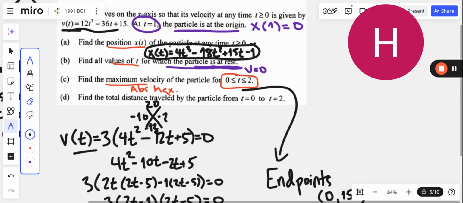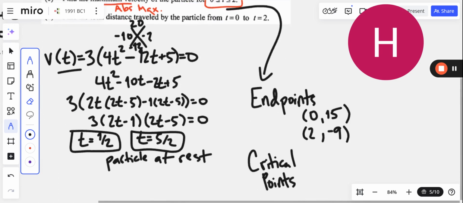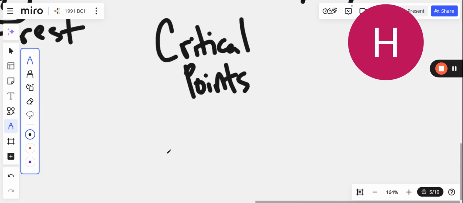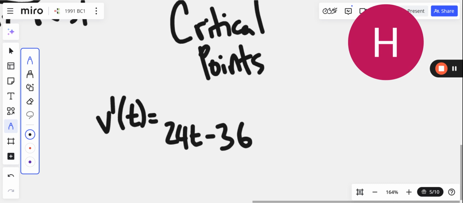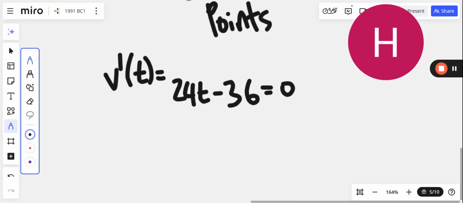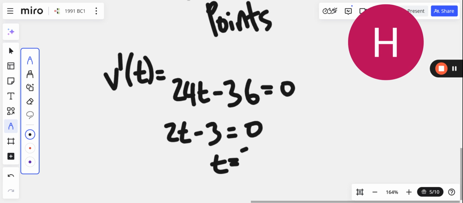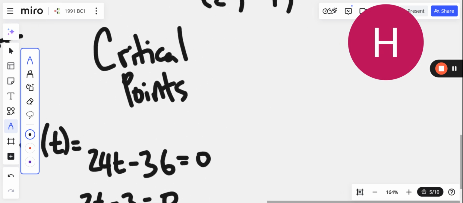Okay, so let's take a derivative of the velocity. V prime, just in time. It's going to be 24t minus 36, and we're going to set this equal to 0. We could divide out 12 if we want to, and this leaves us with 2t minus 3 equals 0. So when t equals 3 halves, we have a critical point.